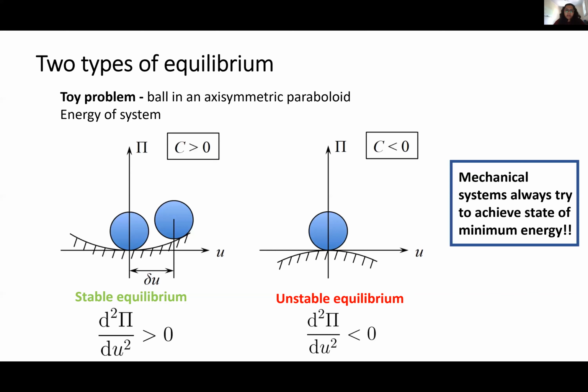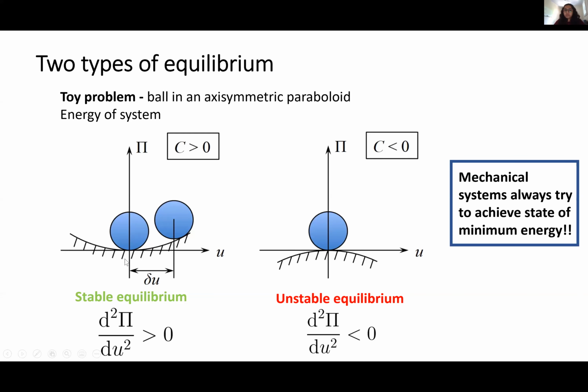What I'm considering here is a ball contained in a paraboloid. The paraboloid is determined by a constant c greater than 0, and the energy of the system is given by pi, which is just the potential energy due to gravity, and this can be written as the constant c times u squared. Depending on whether c is positive or negative, the ball is in a stable or unstable equilibrium. So what do we mean by stable or unstable equilibrium?